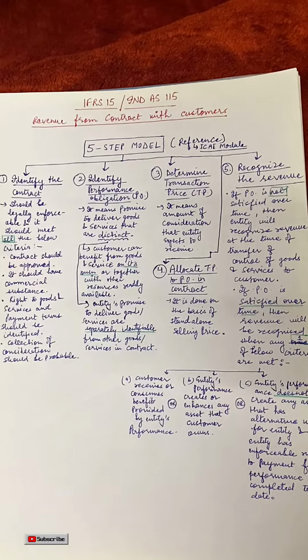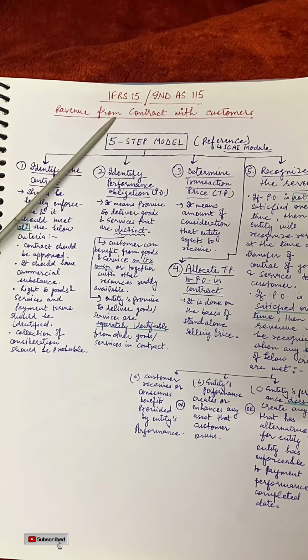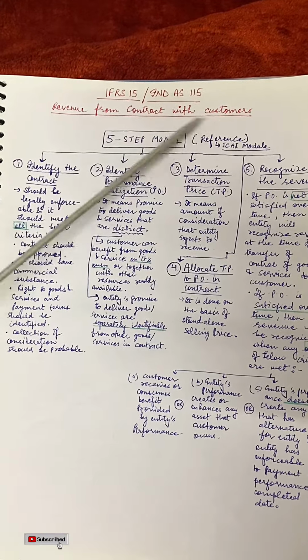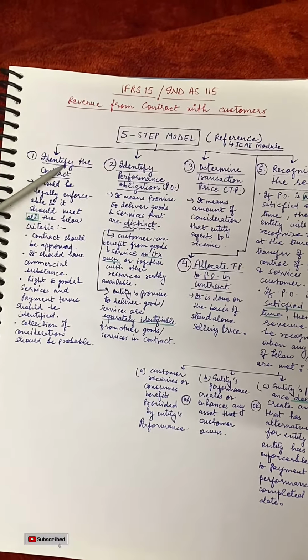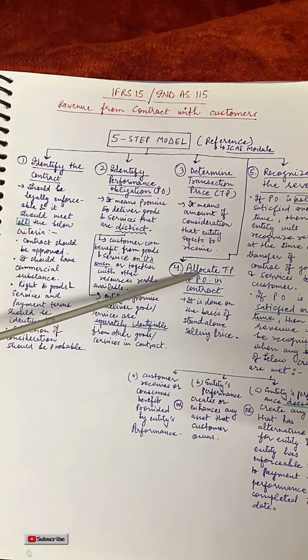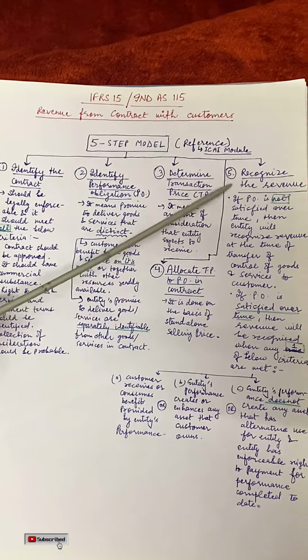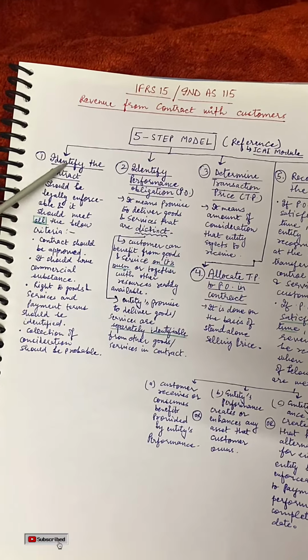Today we're going to talk about the 5-step model for recognizing the revenue as per IFRS 15 or Ind AS 115. So I have taken the reference of the ICAI module, so now let's cover all the points. So the 5 steps are: identify the contract, identify the performance obligation, determine the transaction price, allocate the transaction price to performance obligation, and then recognize the revenue. So point number 1 is identify the contract.